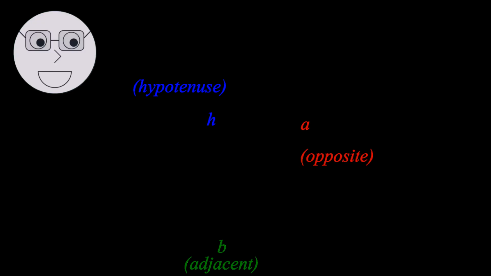To solve these problems, we can use the trigonometric functions and their inverses. For example, if we know the length of the hypotenuse and one of the acute angles of a right triangle, we can use the sine or cosine function to find the lengths of the other sides.